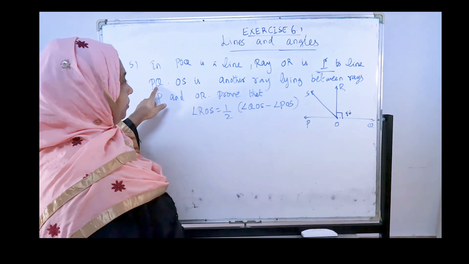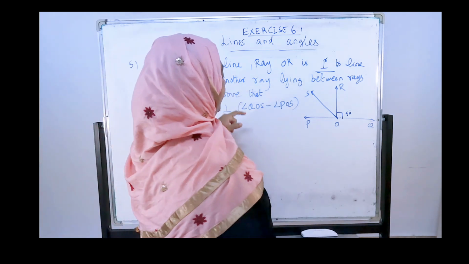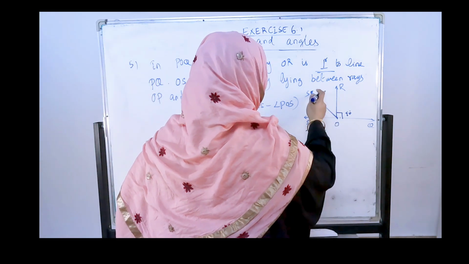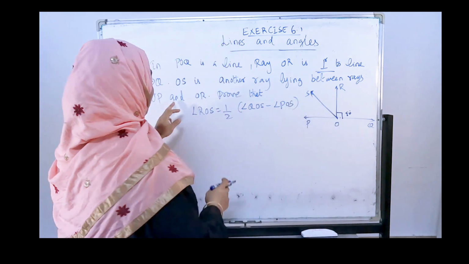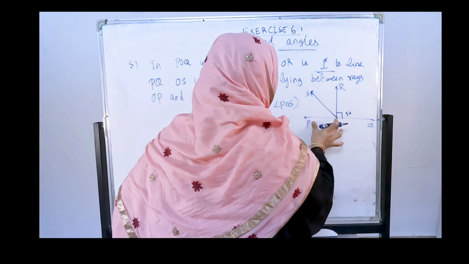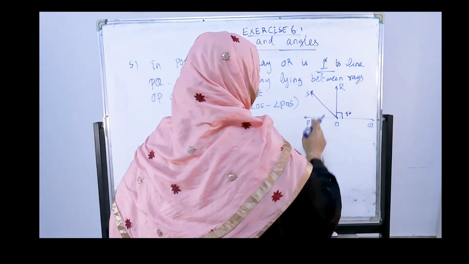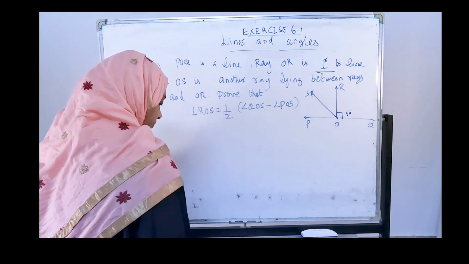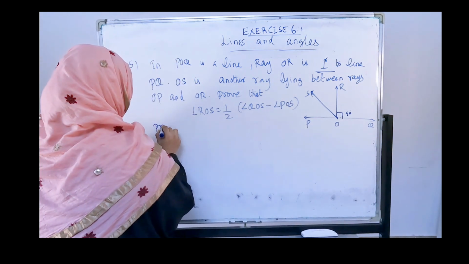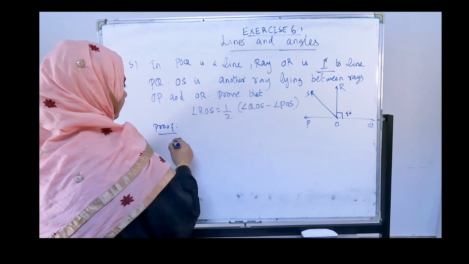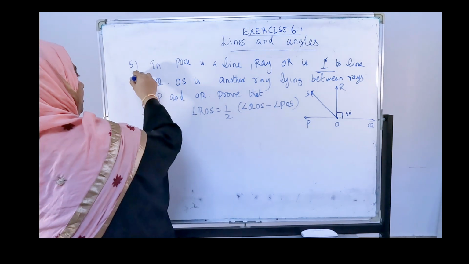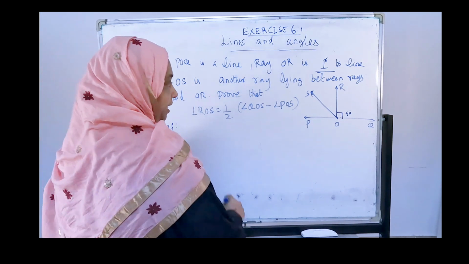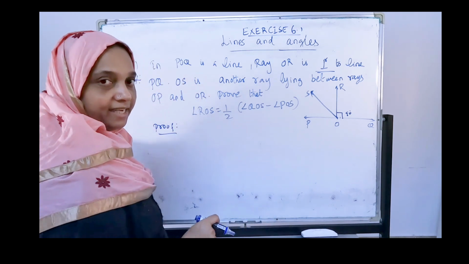In the line PQ, OS is another ray. OS is another ray lying between rays OP and OR. Between OP and OR, this OS is there. Prove that. This we have to prove. So proof we will start. This is one important question. Okay. In this question, one trick is there.